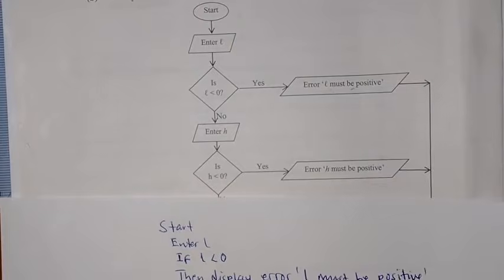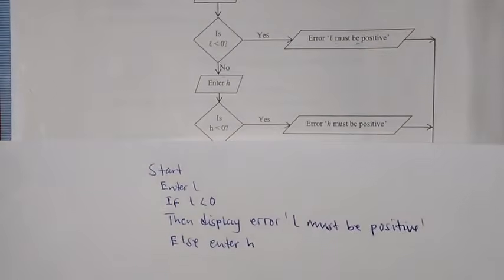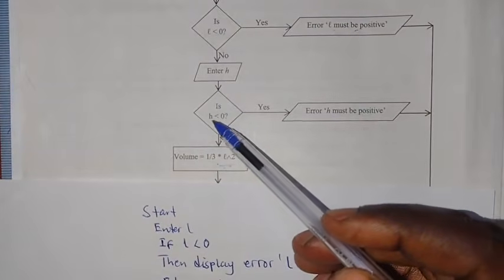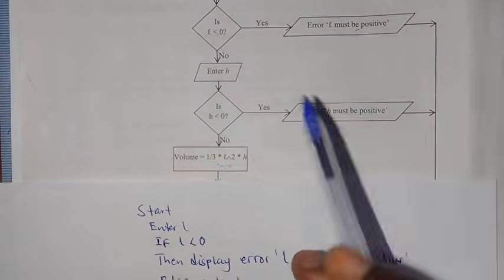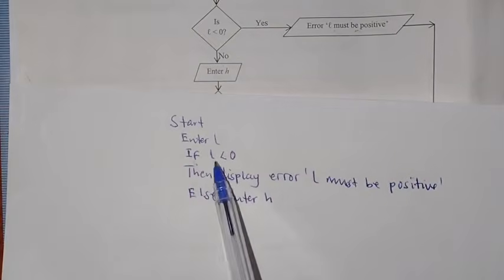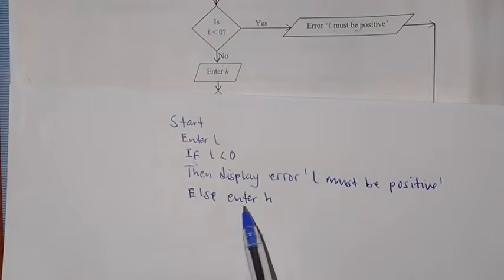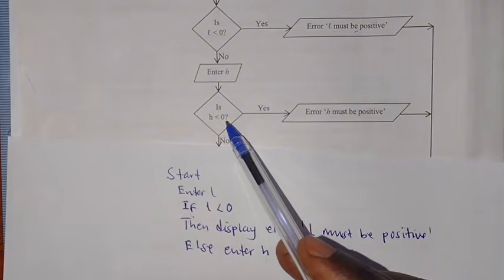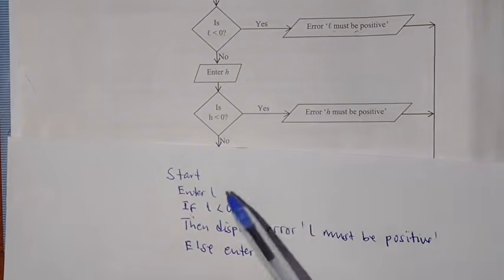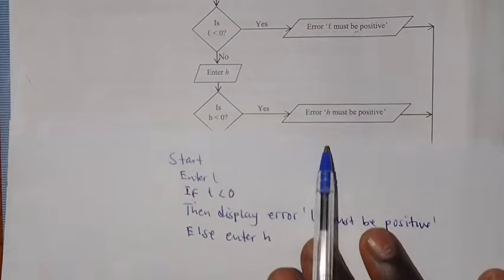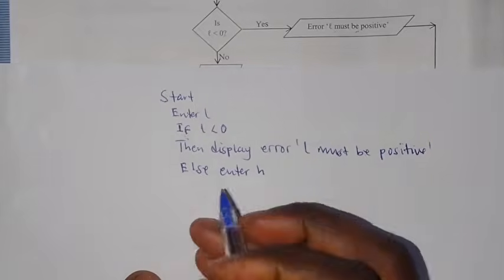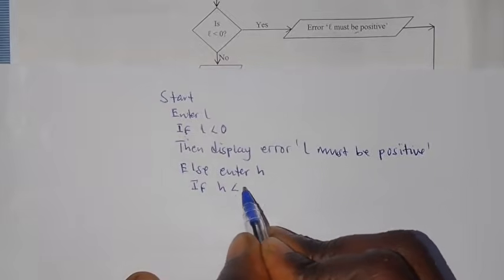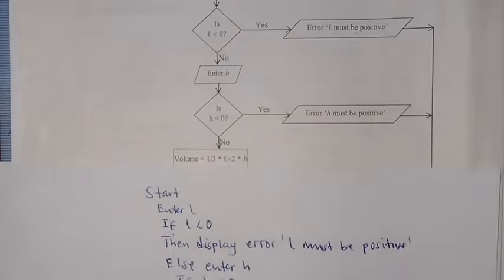What is next here? There is another decision box: is H less than 0? What did we write here? If L less than 0. So here, else enter H. Then there is a decision to make: is H less than 0? We are going to do the same as what we wrote for L. Even here, we just say if H less than 0.